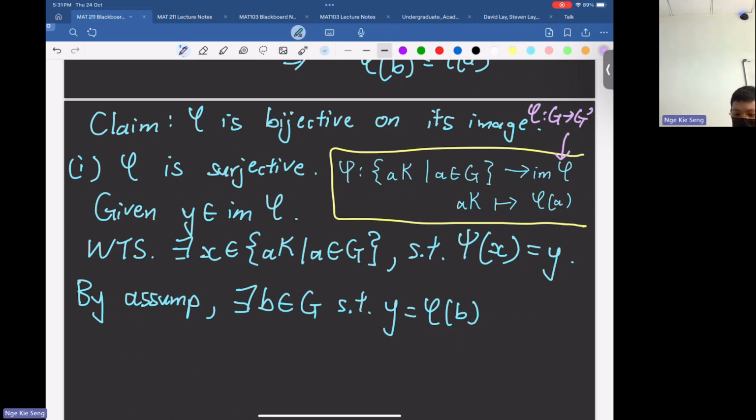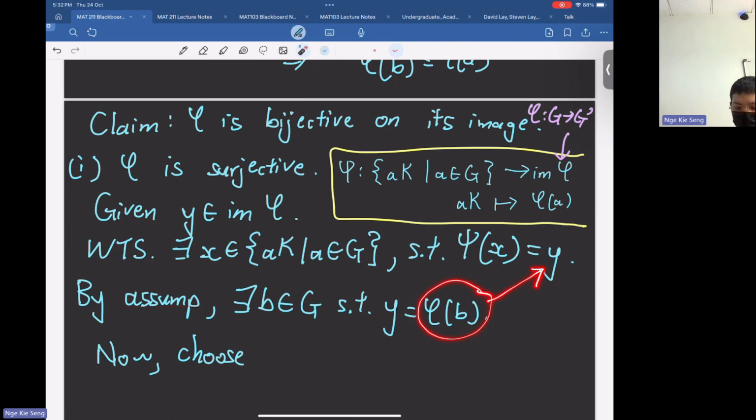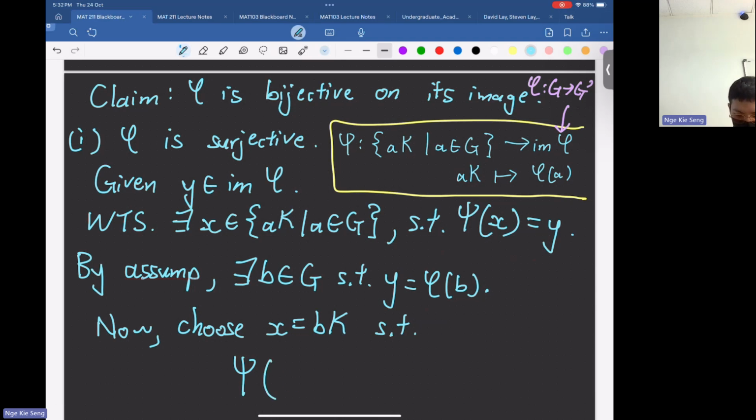Okay, so in this case, is it clearer how to pick our x? What x should we pick? Imagine this guy is in here already. So here is phi b. What should we pick here? B K. So we choose x equals BK such that if I apply psi on BK under the map, I send it to where? Phi B.